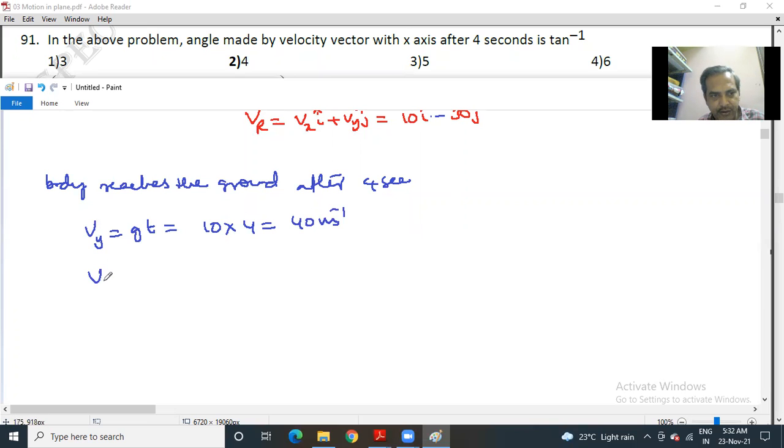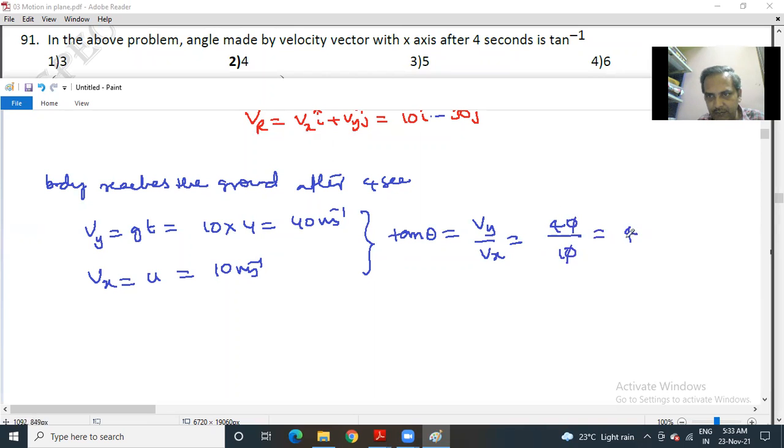Now anyhow, Vx is equal to u only. So u is initial velocity. In the previous question, it is given 10 meter per second. Making use of this, the angle made by the projectile after 4 seconds, tan theta is equal to Vy by Vx. Vy is 40, Vx is 10. So these two get cancelled. It will be 4. The second option is correct.